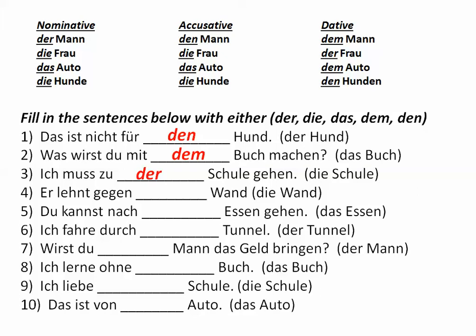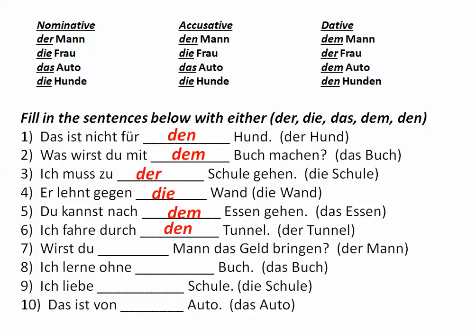Lehnt, he leans against the wall. Die Wand, it's gegen, it's accusative. So remember the accusative, der changes to den, die and das stay the same, so die Wand stays die Wand. Du kannst nach is a dative preposition, so dem Essen gehen. Ich fahre durch, I am driving through. Der Tunnel will change to den, because durch is an accusative preposition.